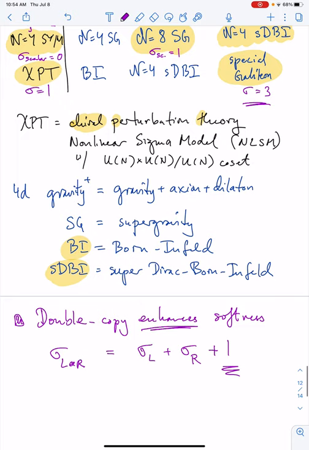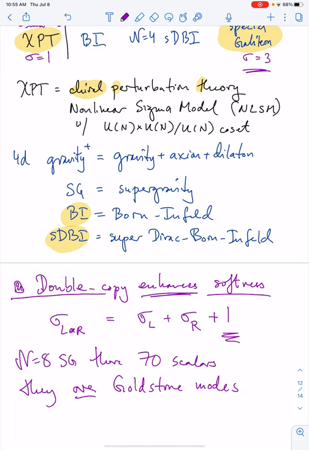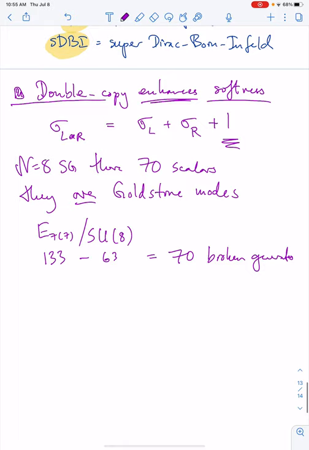And this is in fact exactly true that in N equals 8 supergravity, there are 70 scalars. And they are Goldstone modes. What are the Goldstone modes of? Well, the theory has a hidden E7(7) symmetry, which you can think of as being spontaneously broken to the SU(8) R symmetry. E7(7) has 133 generators, SU(8) has 63 generators, so that leaves 70 broken generators. And those are exactly associated with the 70 scalars of the theory.